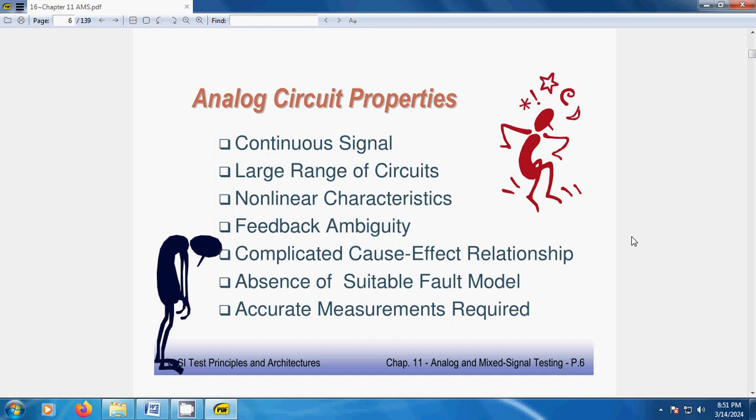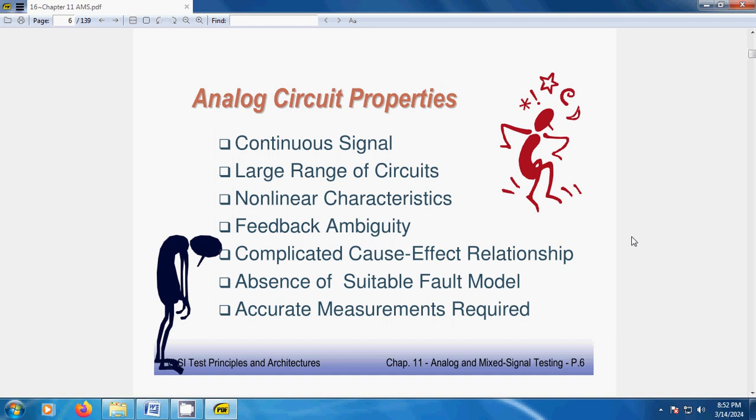So there is a very large variety of circuits that is unique in each of their mode of operation. Next, non-linear characteristics. Being an amplifier, it is a non-linear device. And then feedback ambiguity. When you go for more complex circuits, we have two different types of feedback, such as negative feedback and positive feedback, and we have circuits that need negative feedback to gain more stability and a reliable gain.